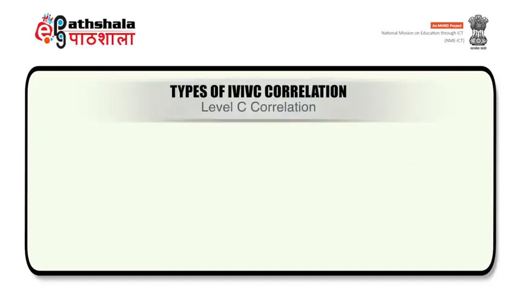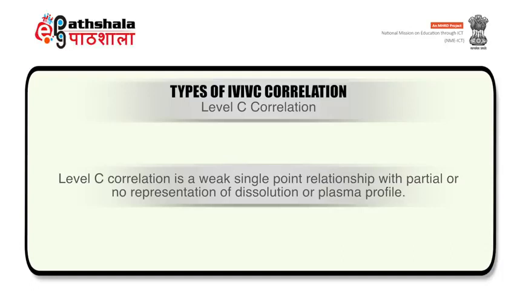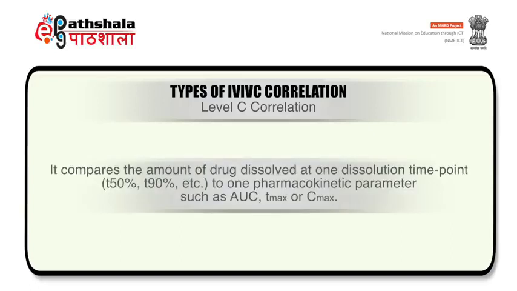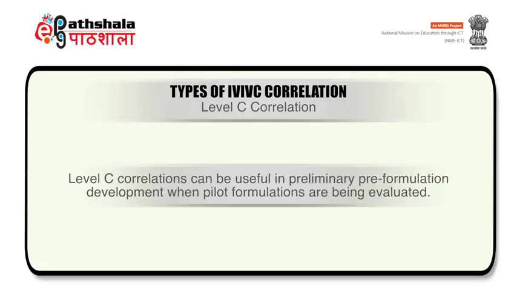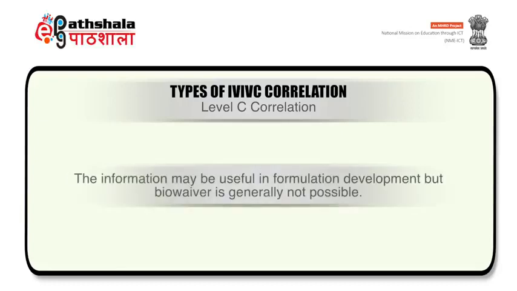Now next is level C correlation. Level C correlation is a weak single point relationship with partial or no representation of dissolution or plasma profile. It compares the amount of drug dissolved at one dissolution time point to one pharmacokinetic parameter such as AUC, Tmax or Cmax. Hence, it denotes a single point correlation and does not reflect the entire shape of the plasma drug concentration curve. Level C correlations can be useful in preliminary pre-formulation development when pilot formulations are being evaluated. The information may be useful in formulation development, but biowaiver is generally not possible.